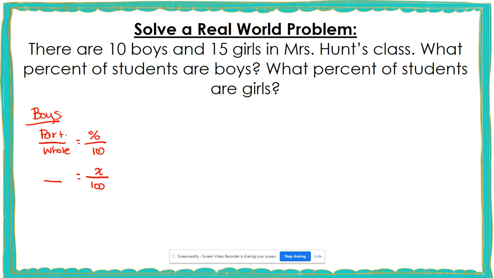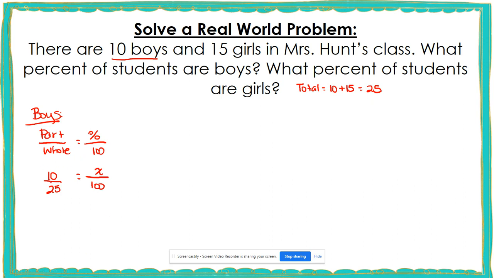Now, the part here is going to be the number of boys. I know that there are 10 boys in Miss Hunt's class, and that's the part that I'm looking for. Then I need to know the whole. In this case, the whole is going to be the total number of students in Miss Hunt's class. Now, it doesn't actually tell me how many students are in Miss Hunt's class, but I know that there are 10 boys and 15 girls. So to figure out the total number in her class, I would do 10 plus 15, which would give me 25. So that means the whole number of students in Miss Hunt's class is 25.